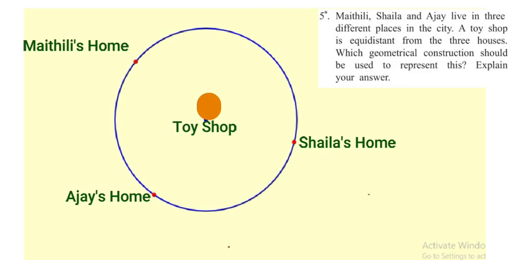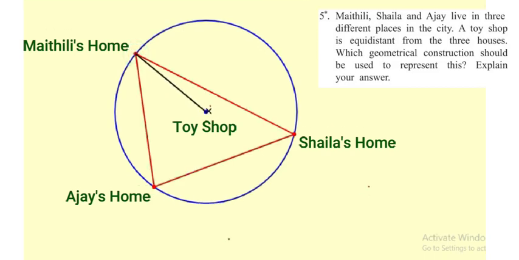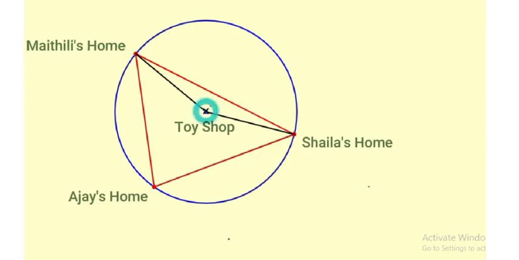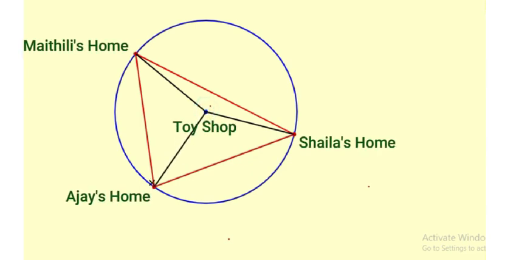As all these houses are equidistant from the toy shop, their distance from the toy shop is same. It means that their houses lie on the circle whose center is nothing but the toy shop. If a triangle is drawn taking the positions of the 3 houses as the vertices of the triangle, it is obvious that the circle is passing through all the vertices, and hence the toy shop is the circumcenter. The concept of circumcenter is used here.